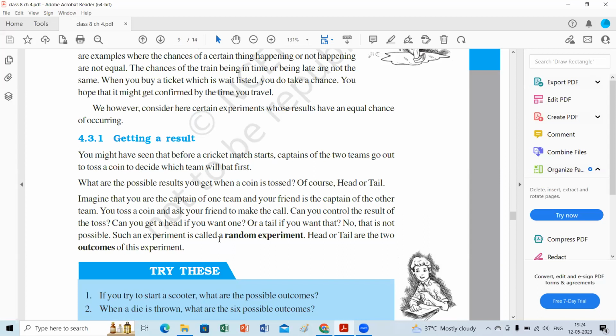What is the chance here? Half of the chance. Yes or no? Yes, ma'am. So that's why in such experiments we call them random experiments. Unexpected experiments. That means equal chances. Your friend may bat or you may bat. That's equal chances. There is an equal chance of occurring here.